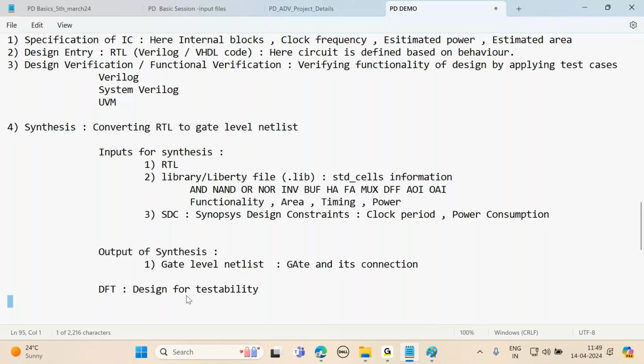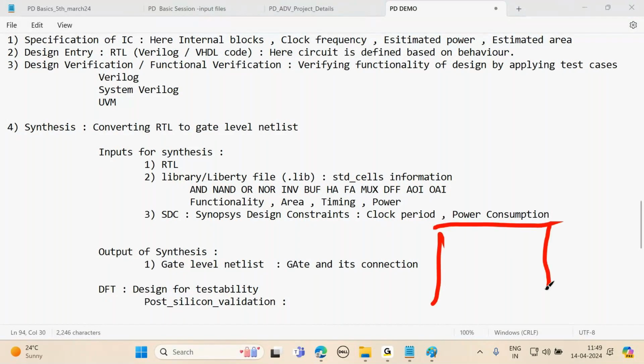So your DFT team is going to work on ATPG to capture the test results. In that software, they are going to capture the test result. Those test results, they will give to what? They'll give to a team called the post silicon validation team. What is the meaning of post silicon validation? After the IC is fabricated, apply the test case, verify the output, and compare this output with what?